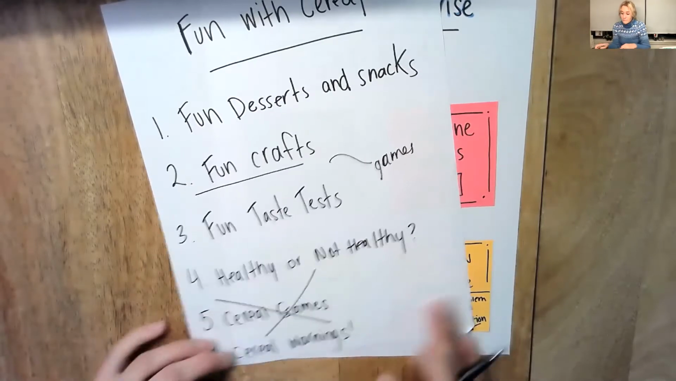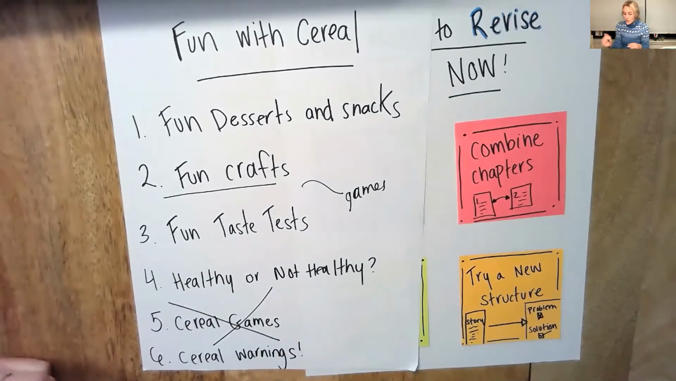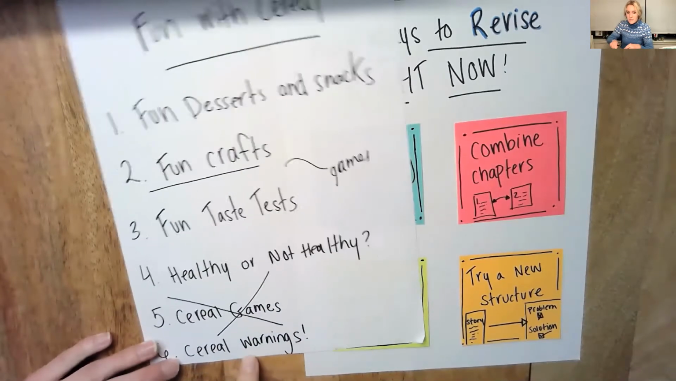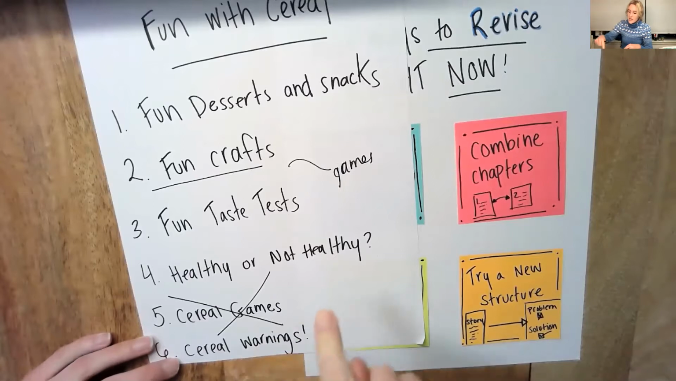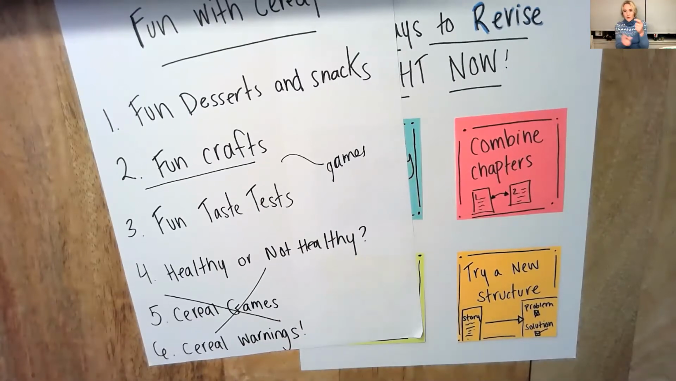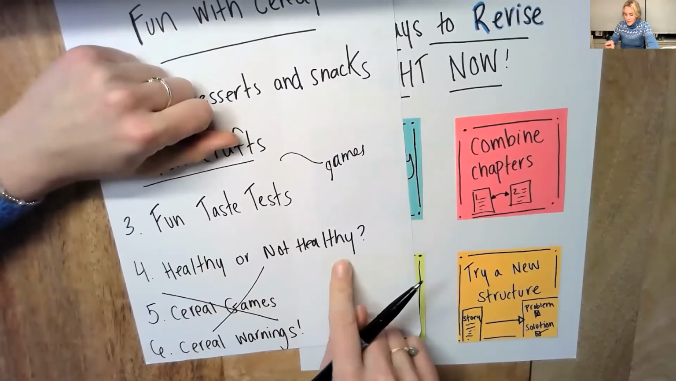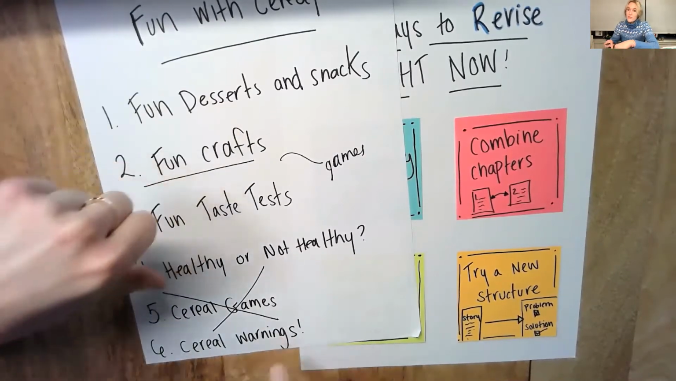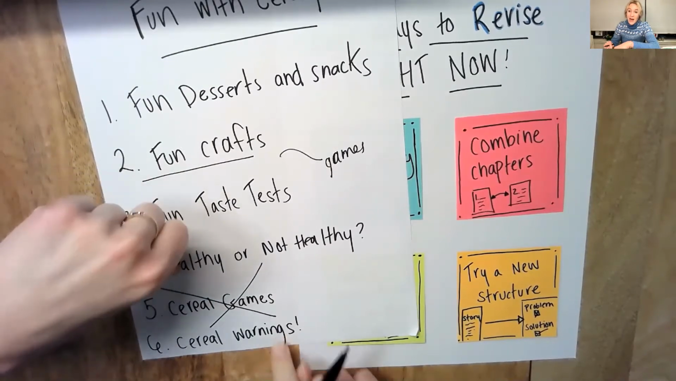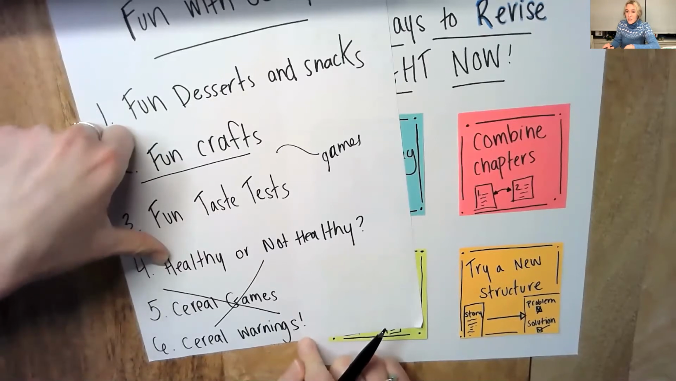I also was thinking about how in my book, I have a whole chapter about cereal warnings and another chapter about healthy or not healthy cereals. So I was thinking when I was reading it over to myself that maybe those chapters need to actually just be one chapter. Healthy and not healthy and cereal warnings both handle sugar. They both talk about calories. They both talk about energy. Feels like I'm just kind of saying the same thing twice.